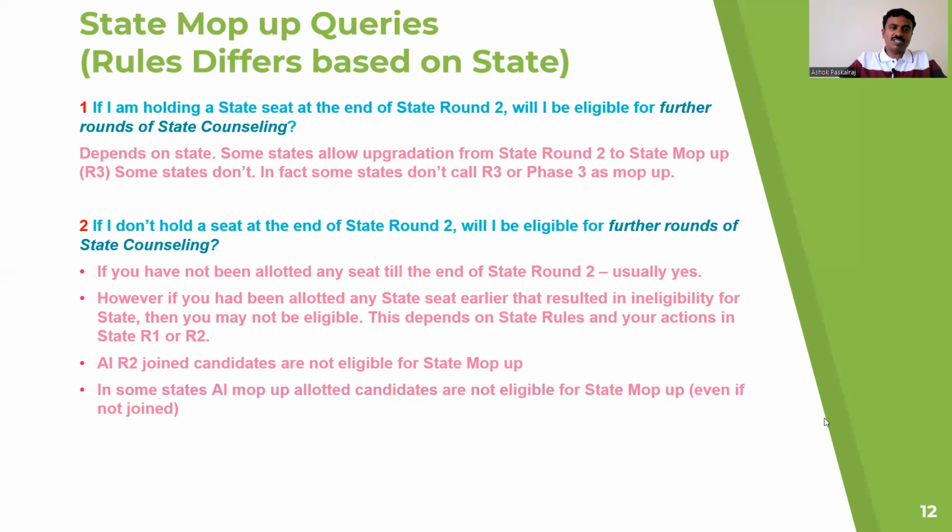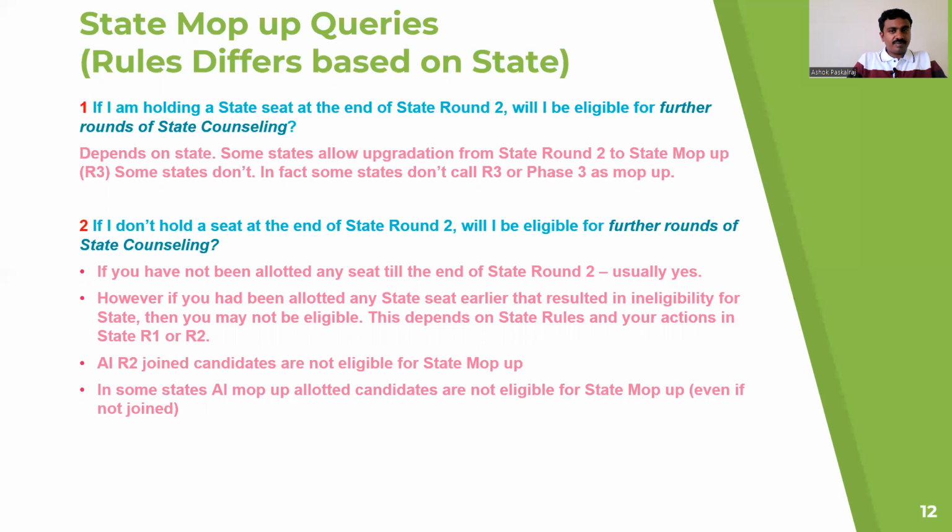The sense is that you will fill choices together and the results will come one after the other. In those cases, your eligibility is not defined by All India Mop-up because you would have already filled in all the choices. Now, the query from many candidates is, if I am holding a seat at the end of state round 2, will I be eligible for further state rounds?